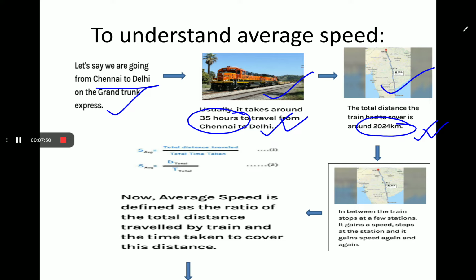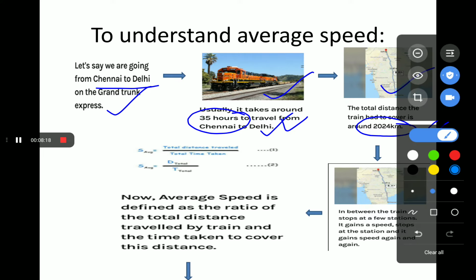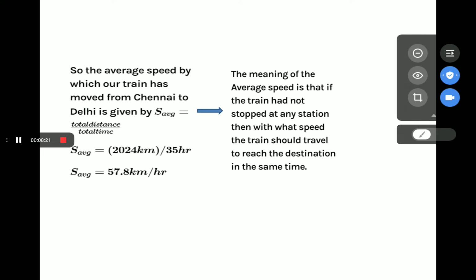But there is a catch here. In going from Chennai to Delhi, the train stops at a few stations. When the train starts its journey from a station, it gains speed, and as soon as it reaches the next station, its speed slows down. But what happens if the train does not stop at any particular station? Then this is the catch for the average velocity.